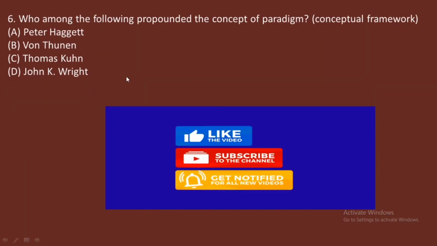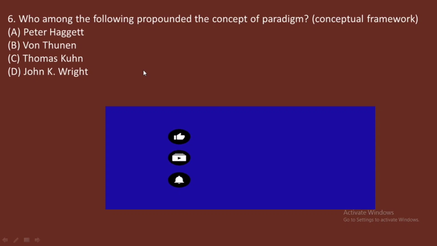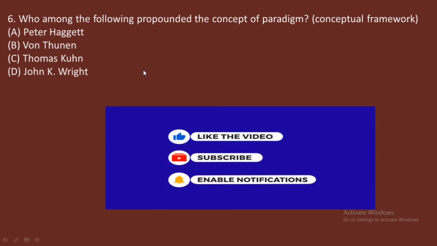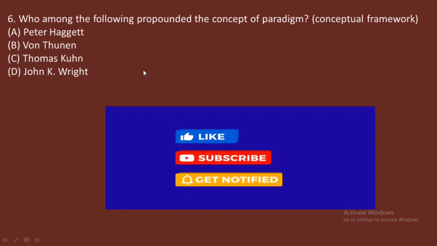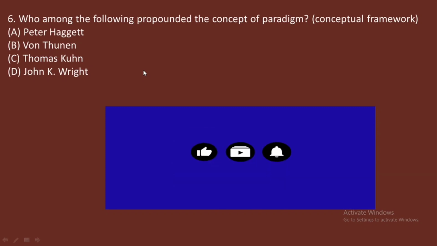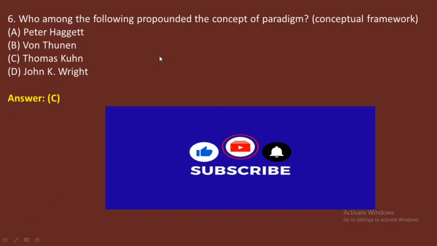And let's move on to the next question, that is, who among the following propounded the concept of paradigm? Here the paradigm means the conceptual framework. There's Peter Haggett, Johann Von Thunen, Thomas Kuhn, John Kane Wright. Here the right answer is option C, that is Thomas Kuhn. This is the right one.